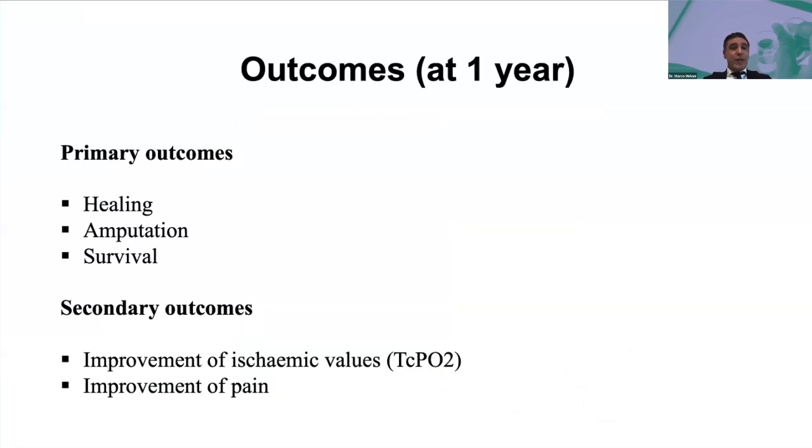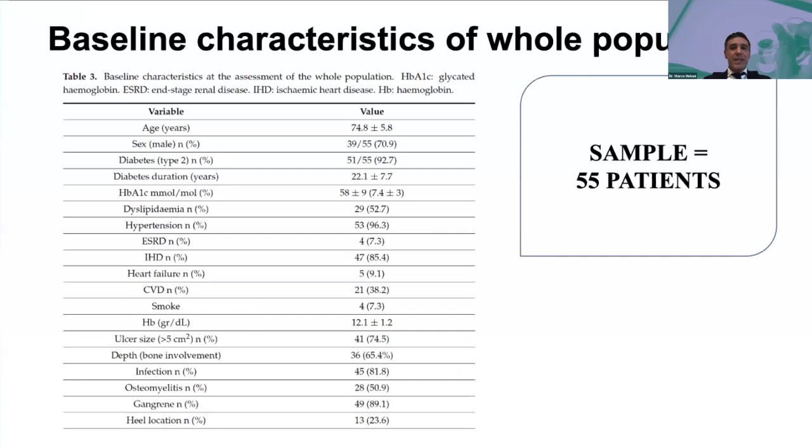The primary outcomes of the study were to evaluate the rate of healing, amputation, and survival after 1 year of follow-up. As secondary outcomes, we evaluated the improvement of ischemic values by TcPO2 evaluation and the improvement of foot pain. We included 55 patients with a mean age of 75 years. The majority of the patients were male, with a prevalence of type 2 diabetes and a mean diabetes duration of 22 years. As you can see, they reported several comorbidities: 7% of the patients had end-stage renal disease, and 85% had chronic ischemic heart disease.